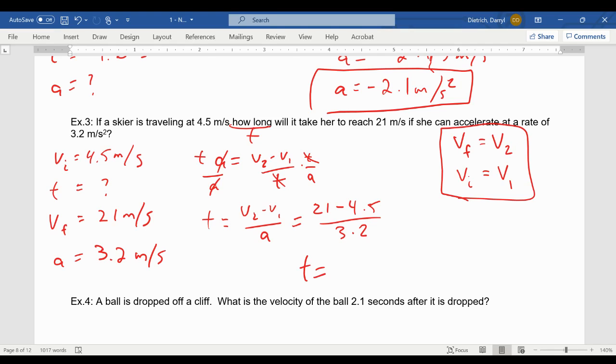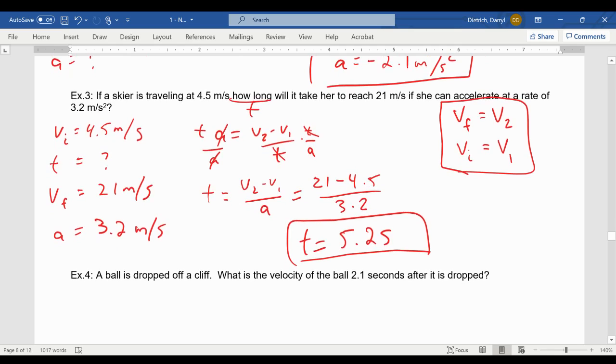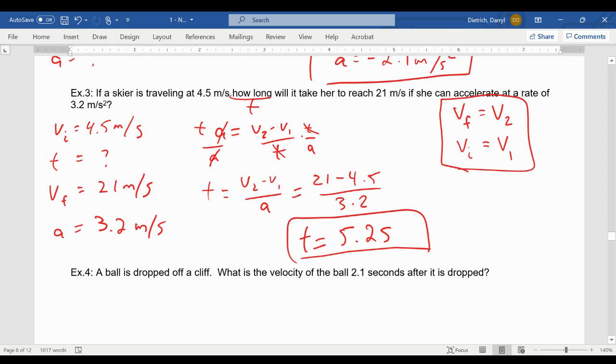We find that our time, I'm just going to chop this straight to sig figs. Make sure you go through that calculation and make sure we get the same numbers, but it should be about 5.2 seconds that it takes for this skier to accelerate.